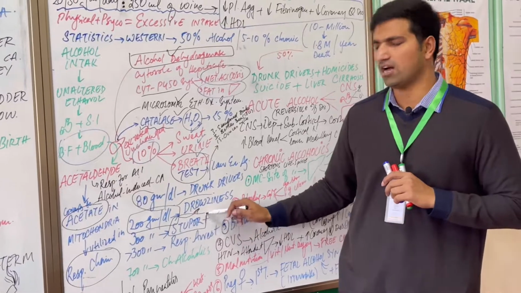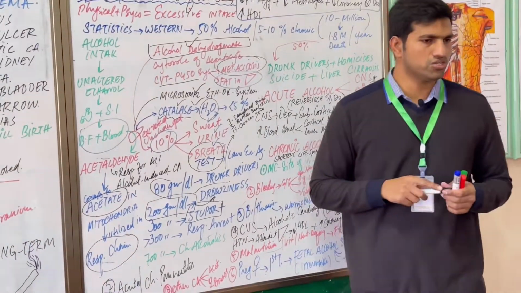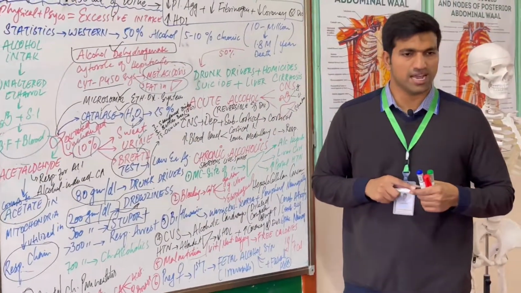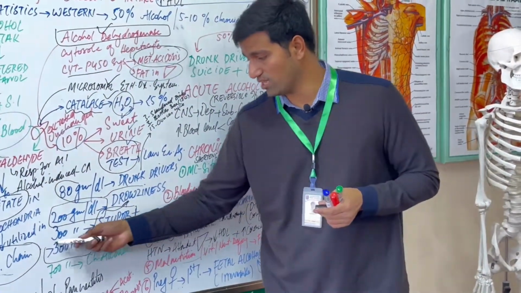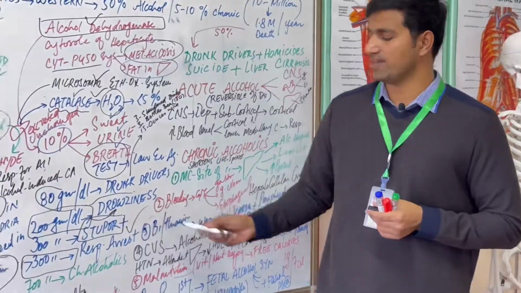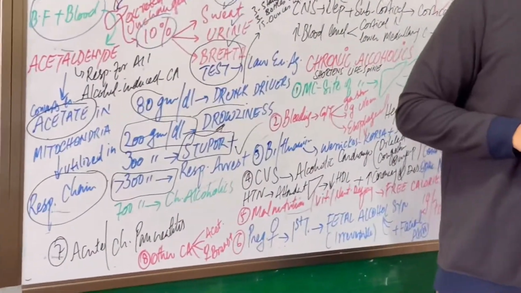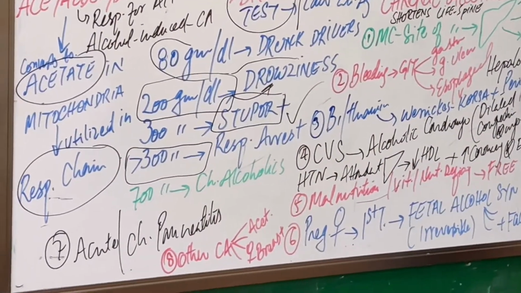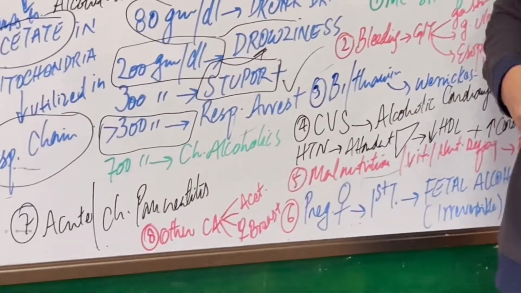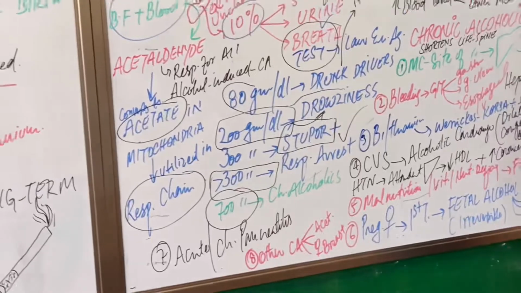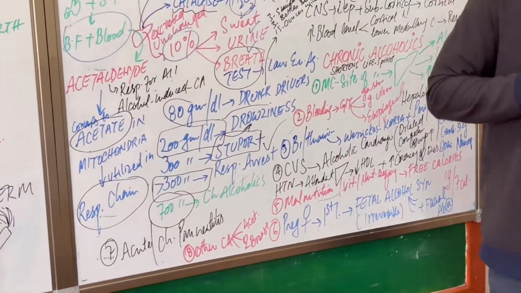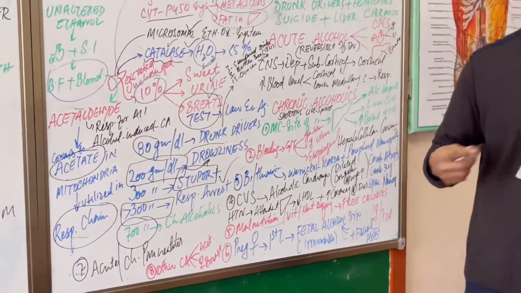If there is 300 gram per deciliter of alcohol, then the person goes into stupor, a state near to unconsciousness. And if there is more than 300 gram per deciliter of alcohol in the blood, that will end up in respiratory arrest. And a chronic alcoholic who has been drinking for a long time can bear almost 700 gram per deciliter of alcohol in his blood. But that is not an appreciable factor, though it is a factor.